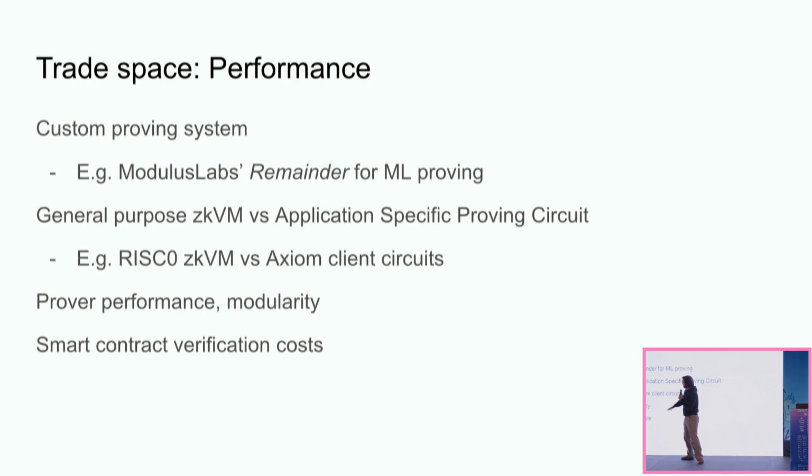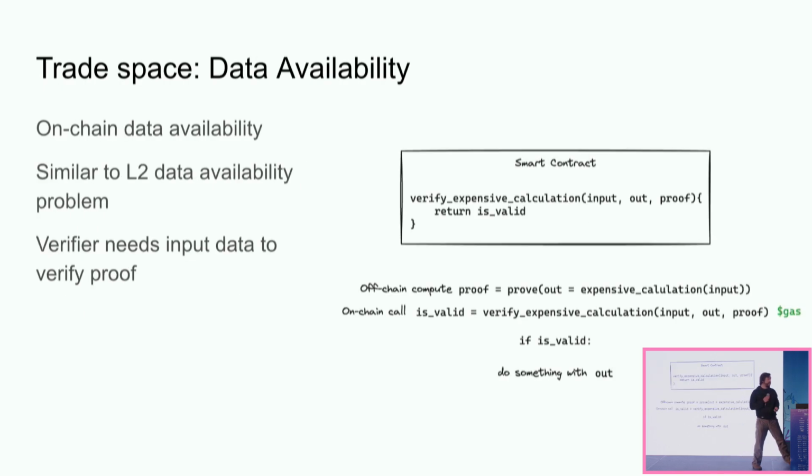There are other things, right? We've got these infrastructure groups who are building different provers. Is your prover modular? Can you swap out one proving system for another? Can you swap out STARKs for Plonk, say? It's an important consideration. And then always, this whole thing is about getting the proof back on chain, right? So how expensive is your smart contract verification?